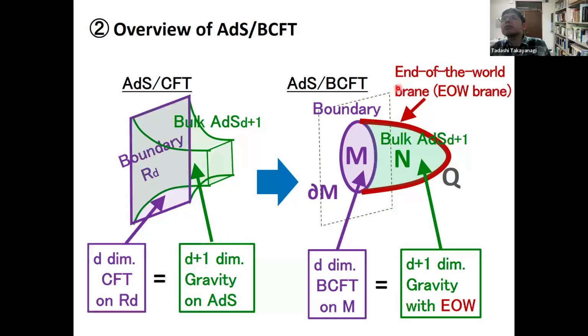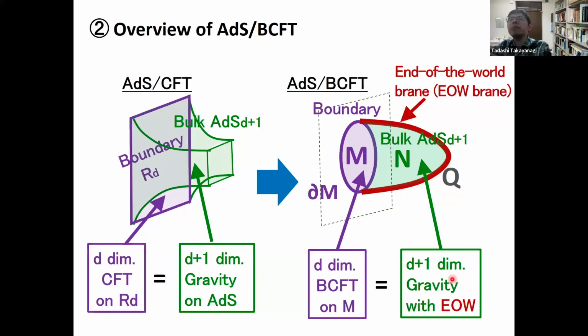This surface is exactly the end of the world brane, because the spacetime, the universe, ends at this point. There's nothing here. This white region doesn't have anything at all. No gravity, no degrees of freedom. And the inside of this end of the world brane is called N. So the D-dimensional BCFT on M is equivalent to D+1 dimensional gravity on the region N with the end of the world brane. This is the claim of AdS/BCFT, and I want to give more details later.